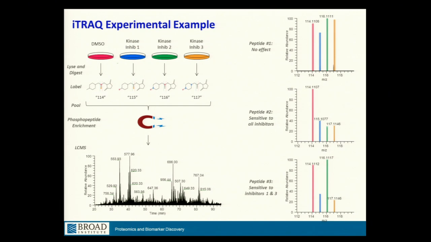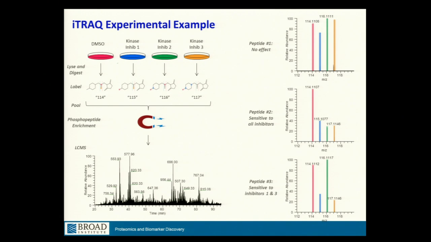So we lyse and digest as before. We label each one of these conditions with a different version of the iTRAQ reagent, and I tend to call them different colors. It's kind of like 4-color DNA sequencing. We have 4 colors that we can attach to the end of the peptide, except the colors in this case happen to be masses, right? We do a phosphopeptide enrichment, we do an LC-MS experiment. Along the course of the experiment, we take several MS-MS spectra, and we can see maybe some examples of what's going on.